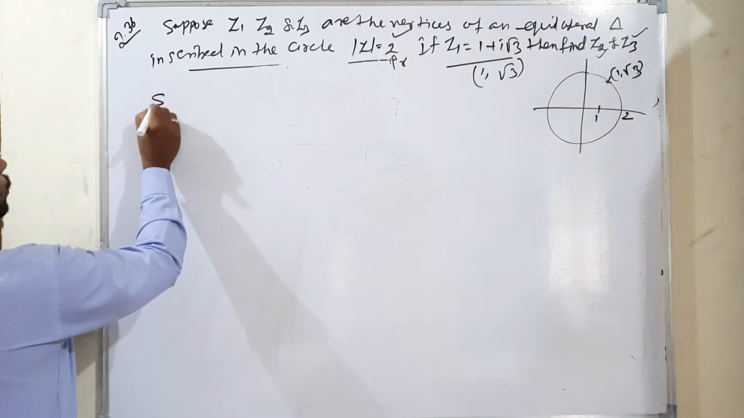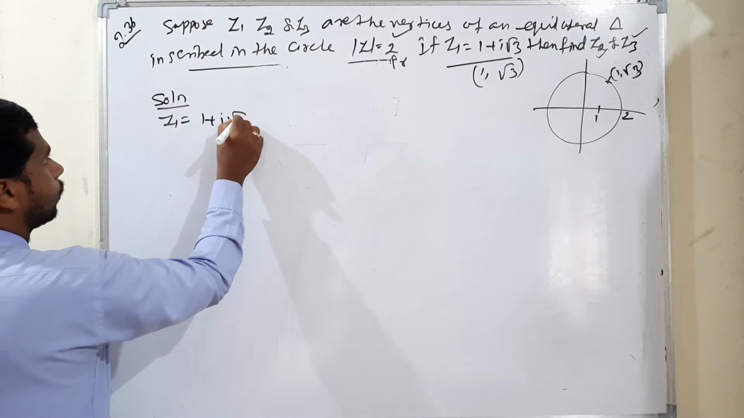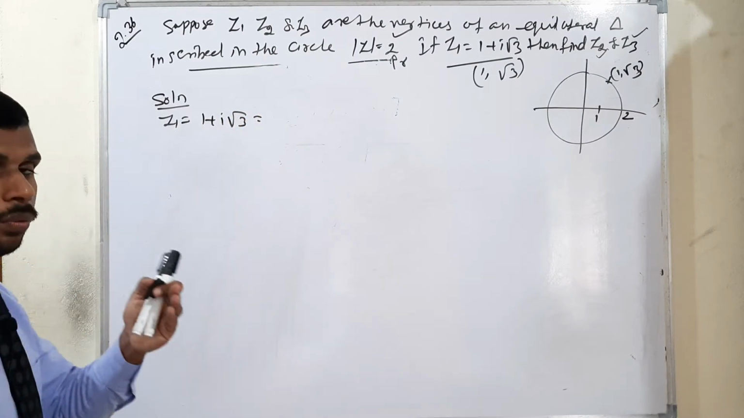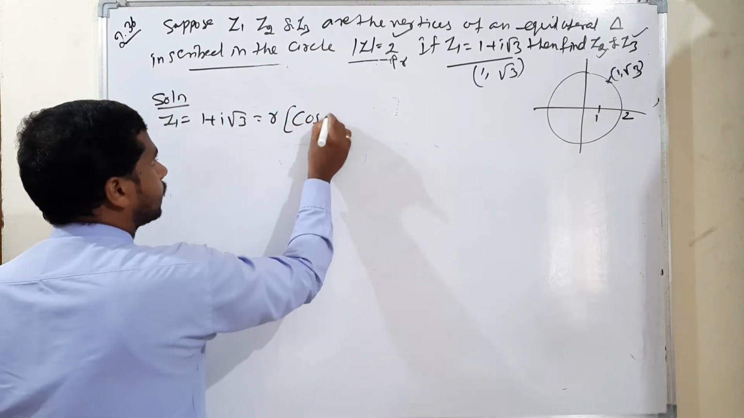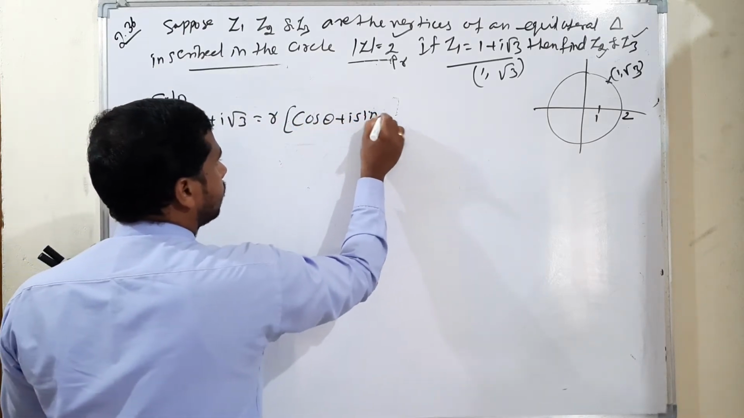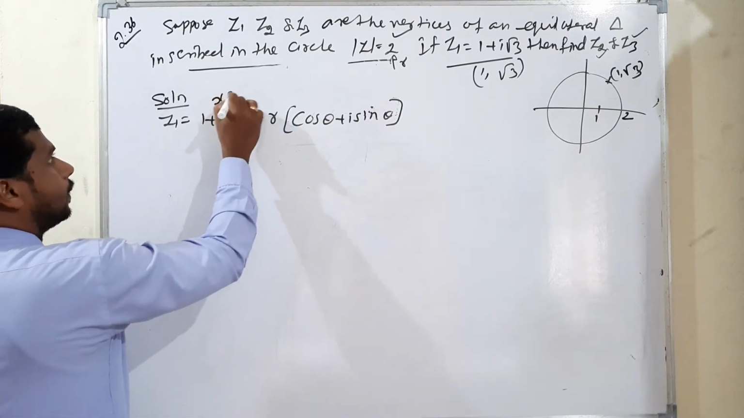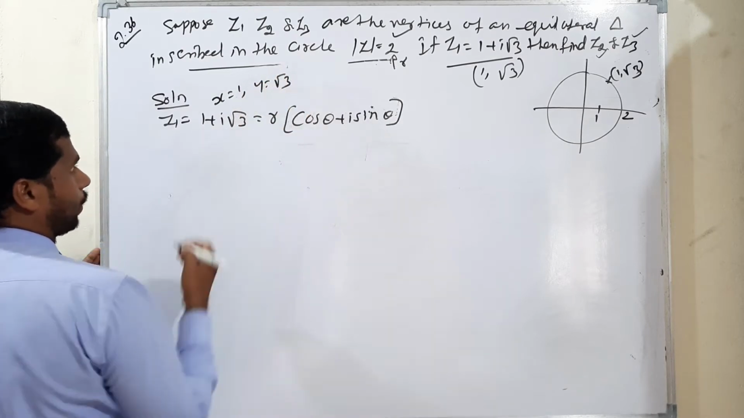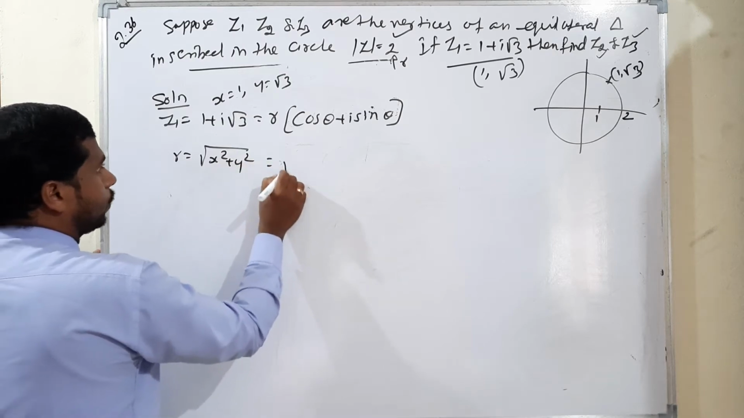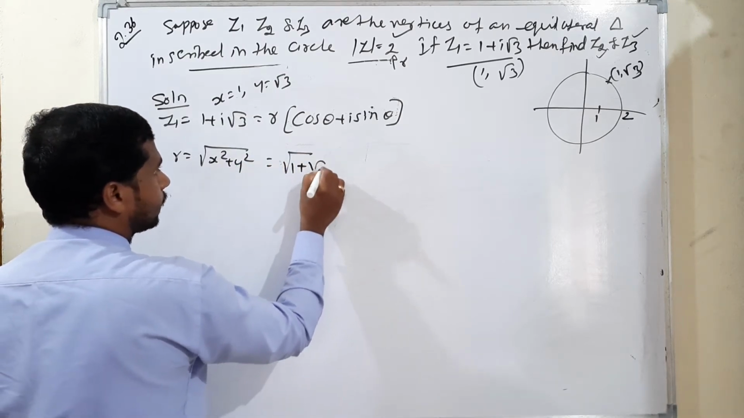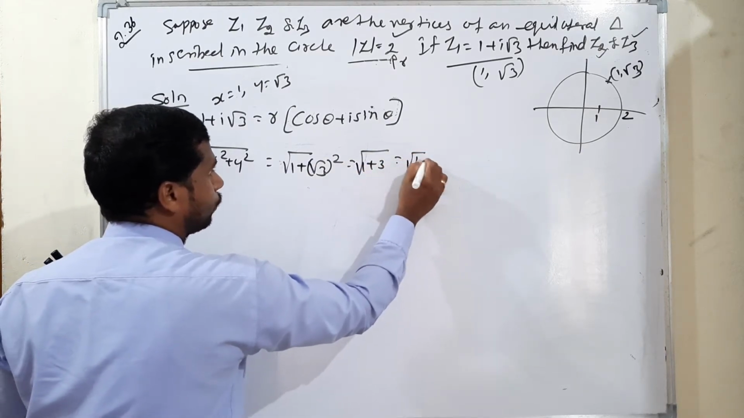Solution. Z1 is equal to 1 plus i root 3. This is how to convert it into the basic complex form, r into cos theta plus i sin theta. Now, first we need to find r. Here x is equal to 1, y is equal to root 3. So, r is equal to square root of x square plus y square, which is the square root of 1 plus root 3 the whole square, that is square root of 1 plus 3, which is equal to 4.